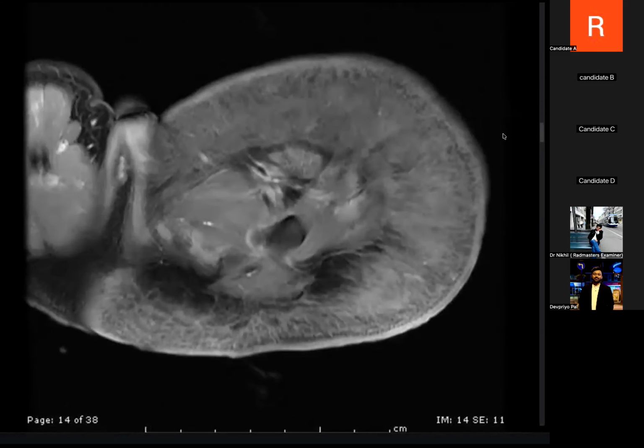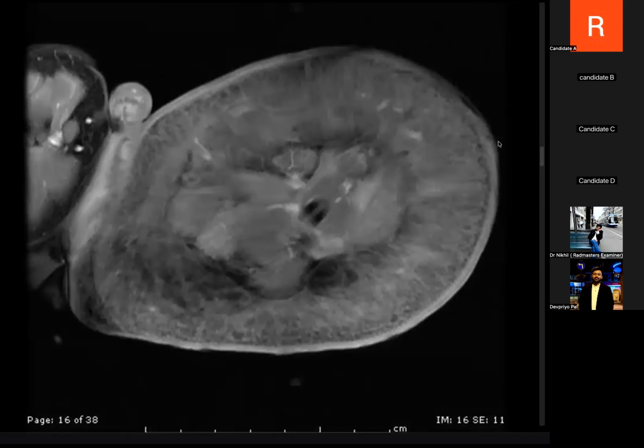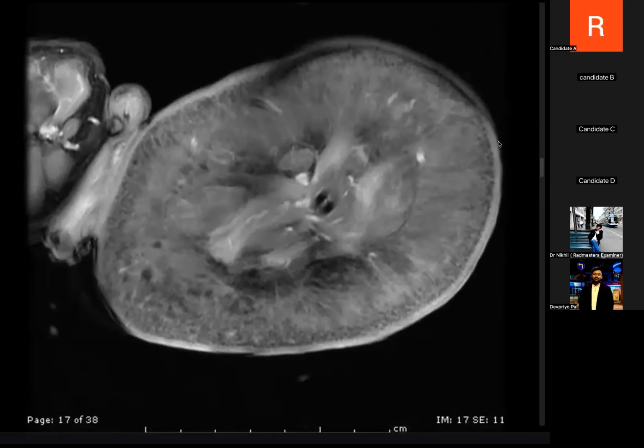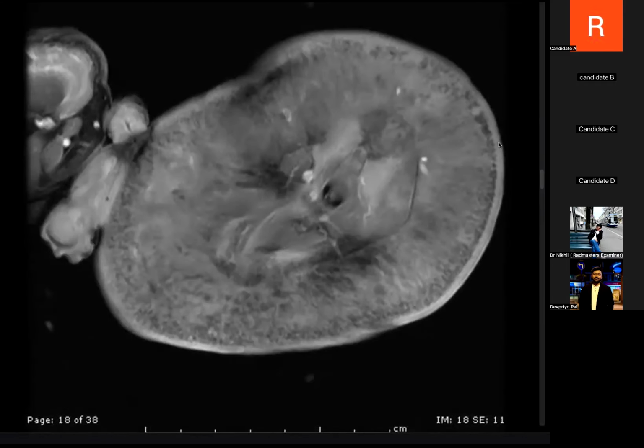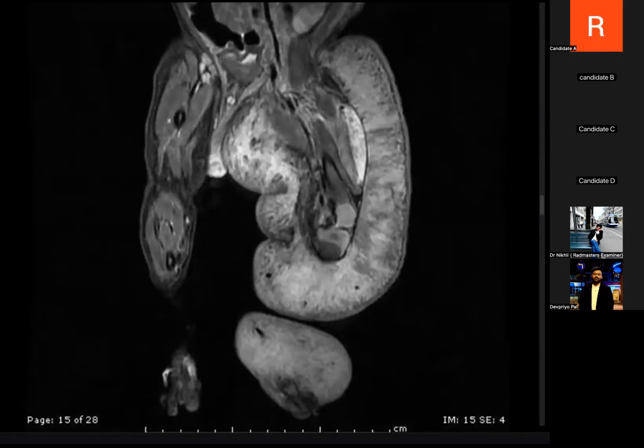And what about the infiltrative pattern of this lesion? I can't appreciate it definitely. It's ill-defined, diffusely infiltrating the entire limb. Do you want me to show you a STIR sequence? Yes, you can go through it.